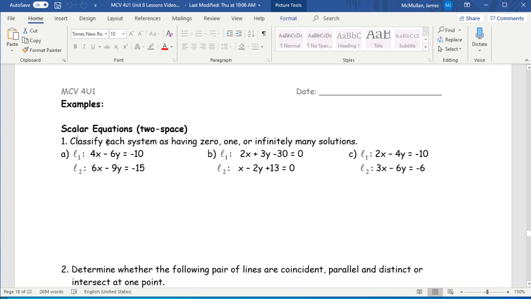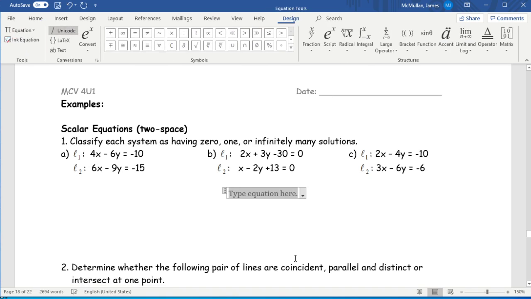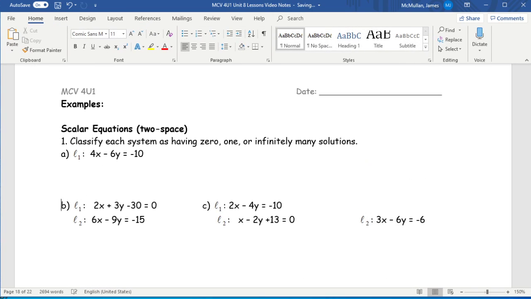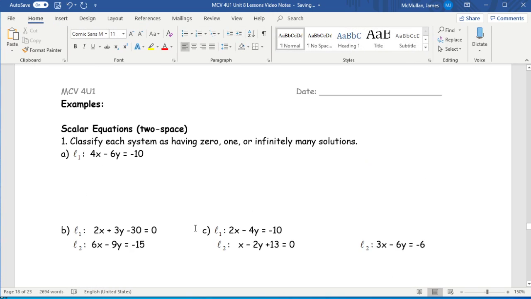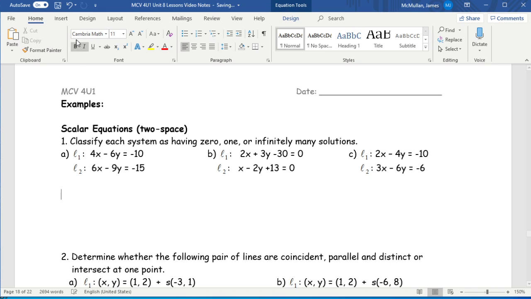Okay, classify each system as having 0, 1, or infinitely many solutions. Consider this first one. The normal vector for line 1 would be (4, -6). Maybe there's an easier way to organize this. Okay, in that case, what we should do is make a table.